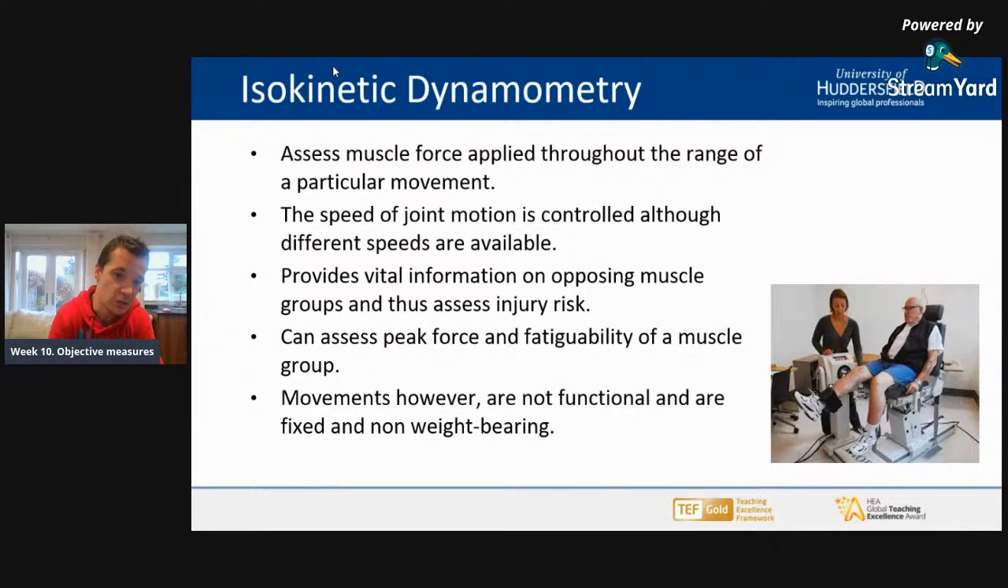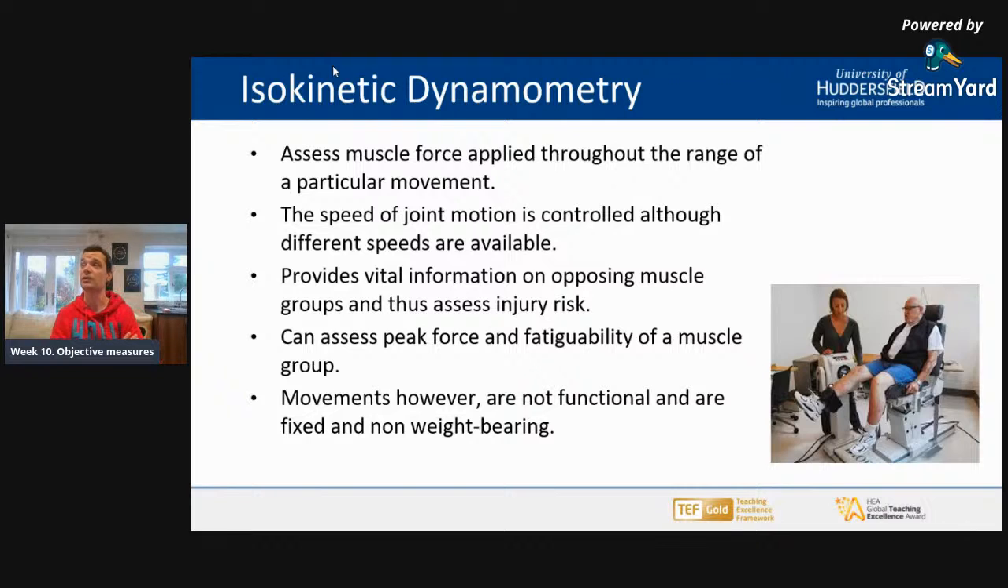So in terms of quads, it's hamstring strength towards quads. It's called the hamstring quads ratio. And typically within an elite sports setting, they'll look at 0.7, so hamstrings are 70% as strong as the quads. Anything out of that could be an indicator of developing a knee injury.